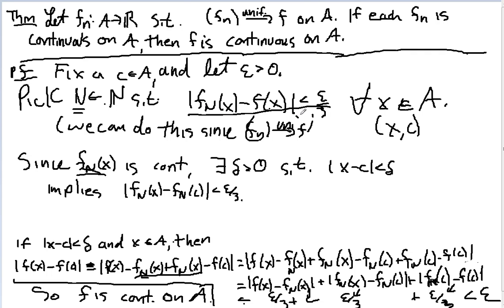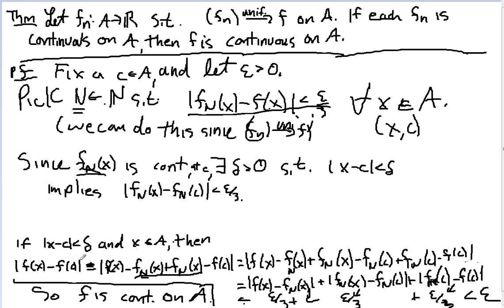So I'm not even using the full power of uniform convergence. So just get that big N. Now that I have that big N, this is a single function. And I know it's continuous, so there exists a delta such that whenever this is true, it implies that |f_N(x) - f_N(c)| is less than epsilon over 3, since it's continuous at c. And now I throw it all together. |x - c| less than delta. The delta came about from the fact that f_N is continuous.